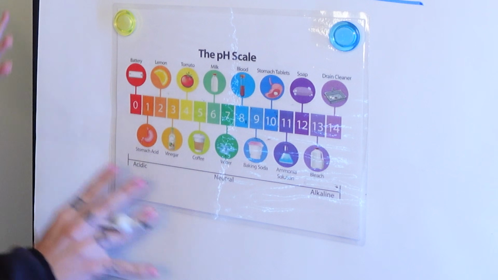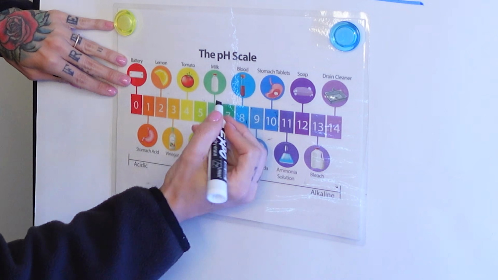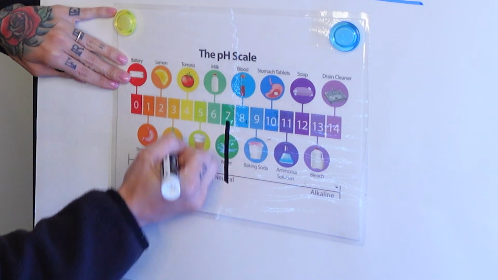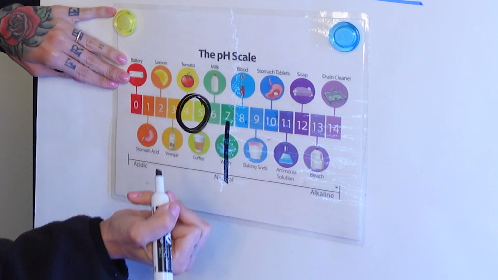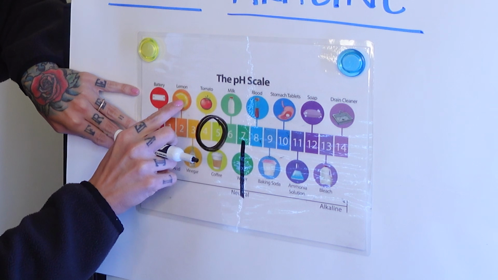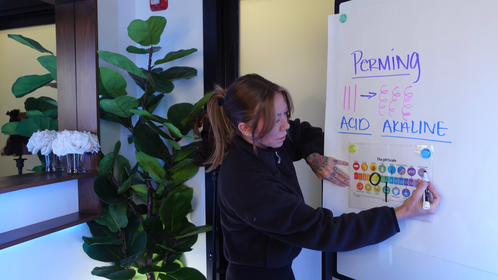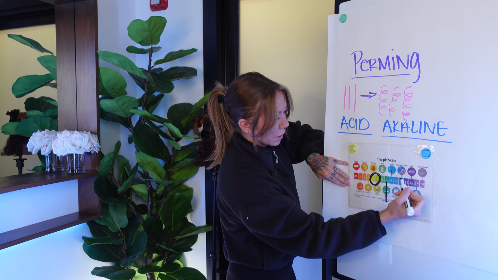And that's just showing where it's going to fall on the pH scale. Neutral is 7, it's water. Our hair is not neutral, it's actually acidic with a 4.5 to a 5.5. I almost forgot that. Acidic, right here with the tomato, lemon, and batteries. Alkaline is going to be your drain cleaner, bleach, stomach tablets.